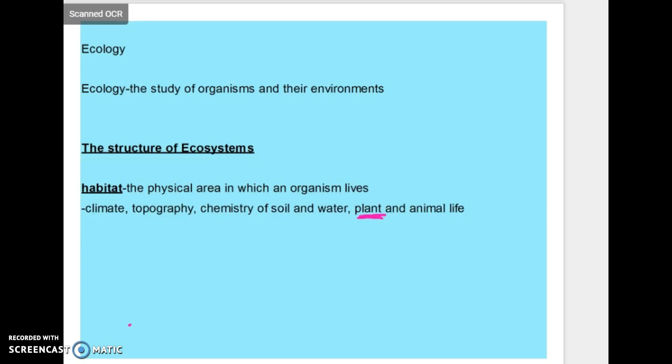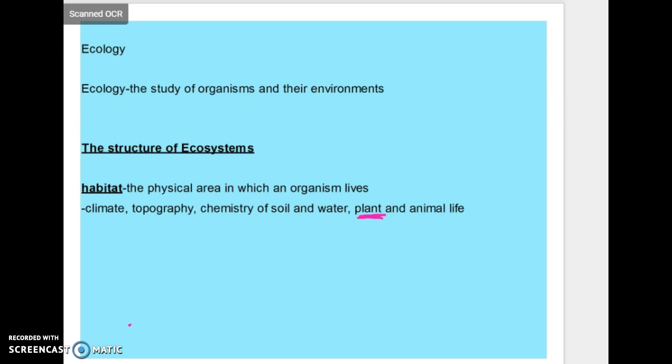And when we talk about an organism's habitat, we are talking about the physical area in which an organism lives, but also the things that it might interact with there. So the climate, for example: how much rainfall, how humid, the temperature, all of that is part of the habitat, as is the topography. Is it hilly or flat or rocky or smooth? Chemistry of the soil. Is it acidic soil, or a more alkaline or basic soil?